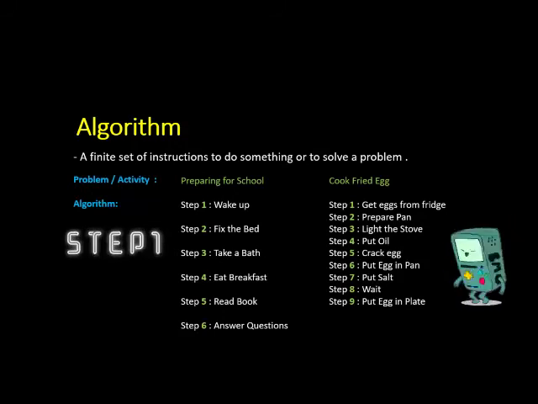Step 1, you get the eggs from the fridge, then you prepare your pan, then you light the stove, then you put the oil, then you crack the egg, then you put the egg in the pan, then you add salt for flavor, then you wait for the egg to cook, then you put the egg on the plate. So that is it. An algorithm is a set of instructions to do something. So that's your algorithm to prepare for school or to cook a fried egg.